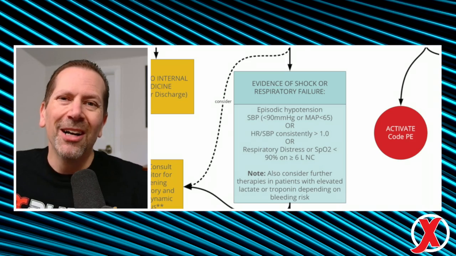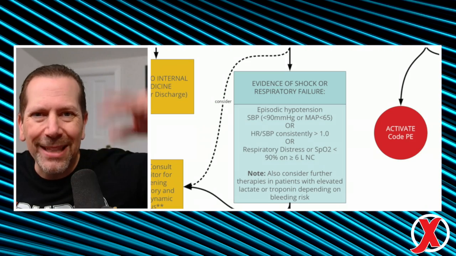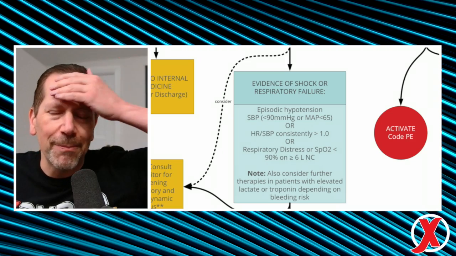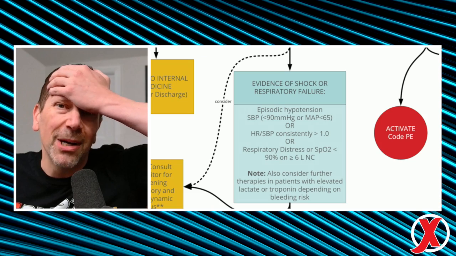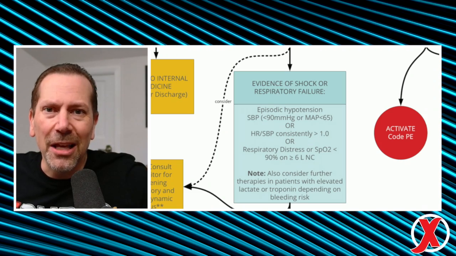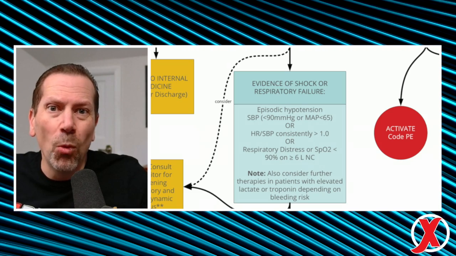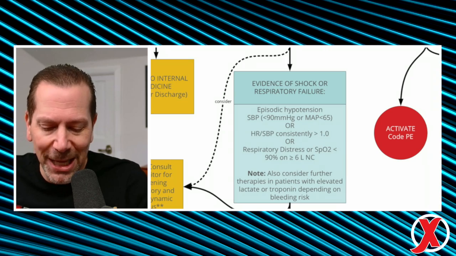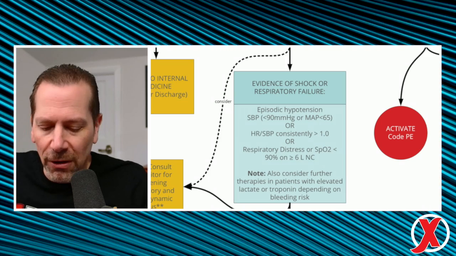But what if they're just dropping their BP and then it spikes back up, dropping their BP, spikes back up? Their endogenous catechols come online and they spike back up. That's still a worrisome submassive patient. These are still patients who are potentially going to fall off the cliff.